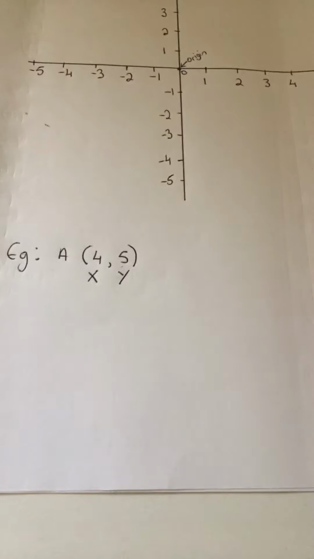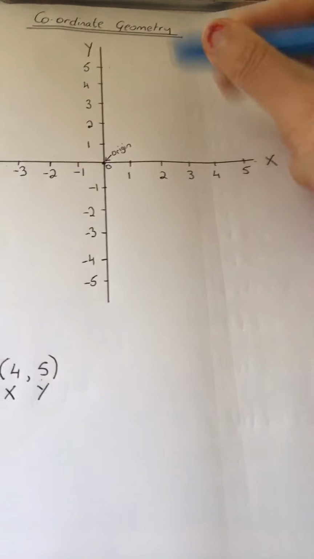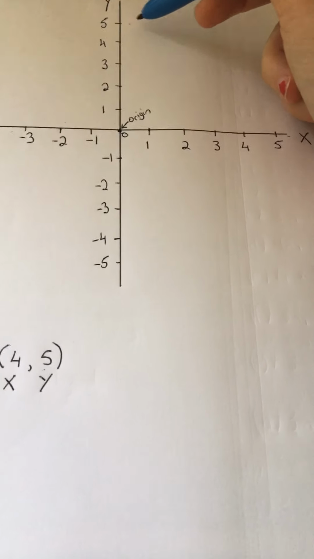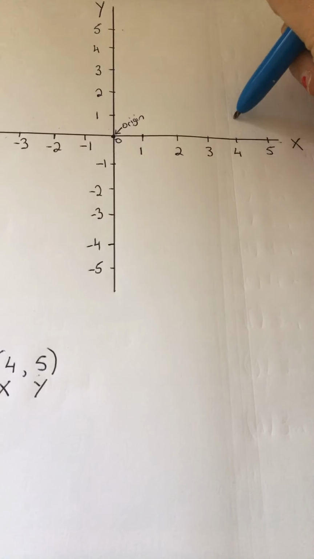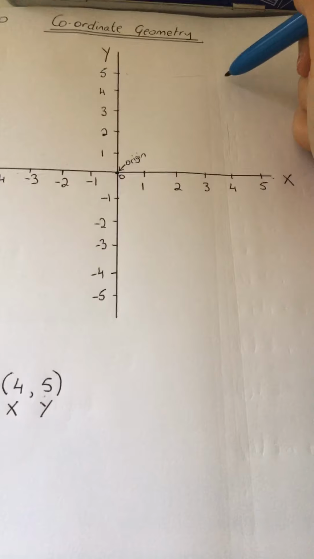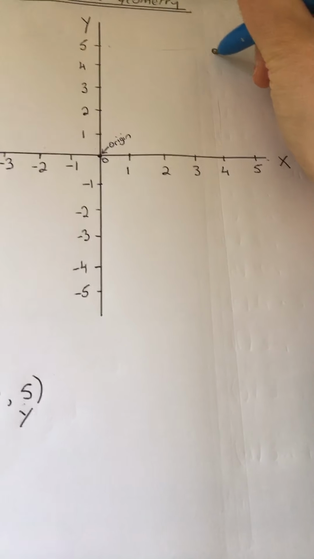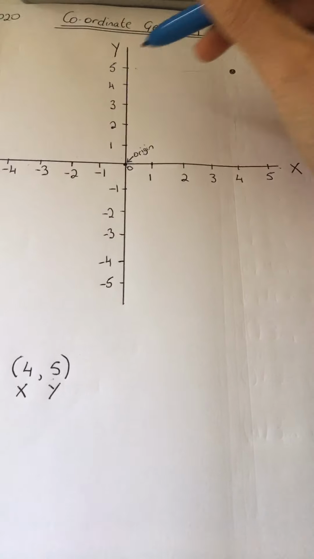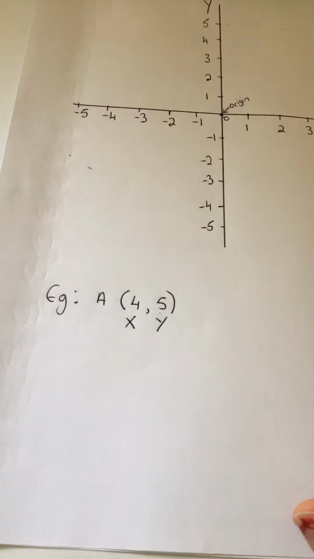So where is point A? So here's 4 on the x-axis and 5 on the y-axis. So it is where the two of them meet. Now don't draw a line. Okay, we don't do that anymore. You would have done it in primary school. We don't do it anymore. You can use your graph paper to guide you. So there is point A.